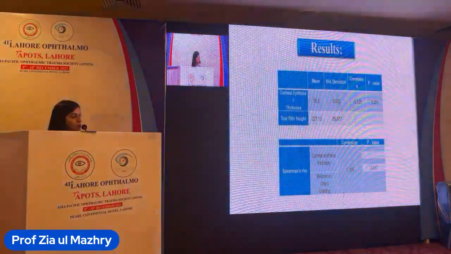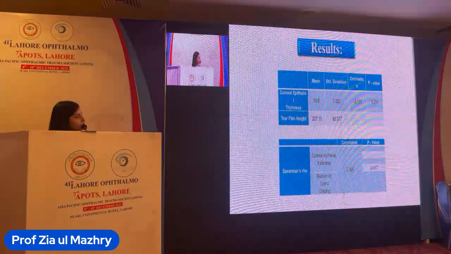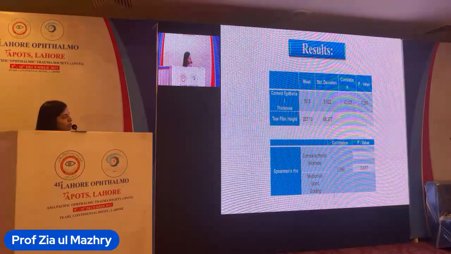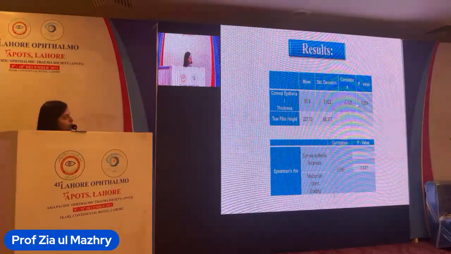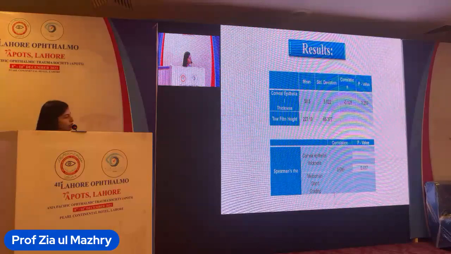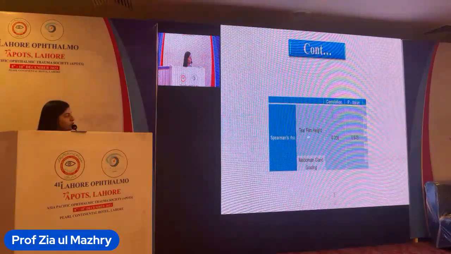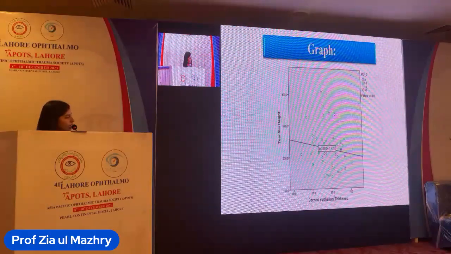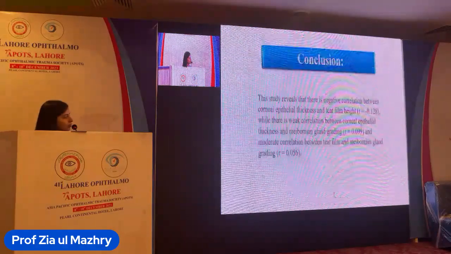After doing all 70 patients, we concluded that the Pearson correlation between corneal epithelium and tear film height had a p-value of 0.289, the Spearman between tear film and meibomian gland was 0.417, and the Spearman between corneal epithelium and meibomian gland had a p-value of 0.648. Here is a graphical presentation. You can see the tear film on the y-axis and the corneal epithelium on the x-axis, and this is a color presentation of all three parameters.